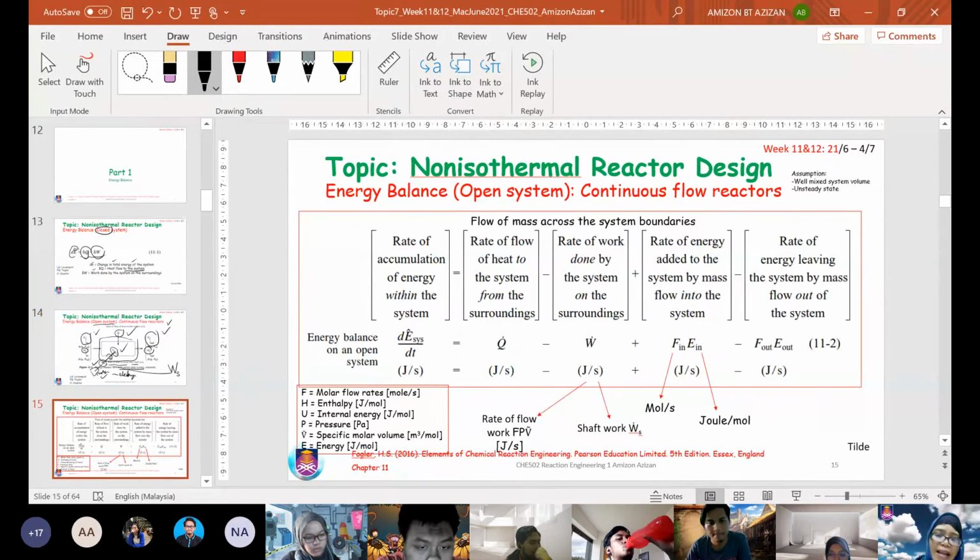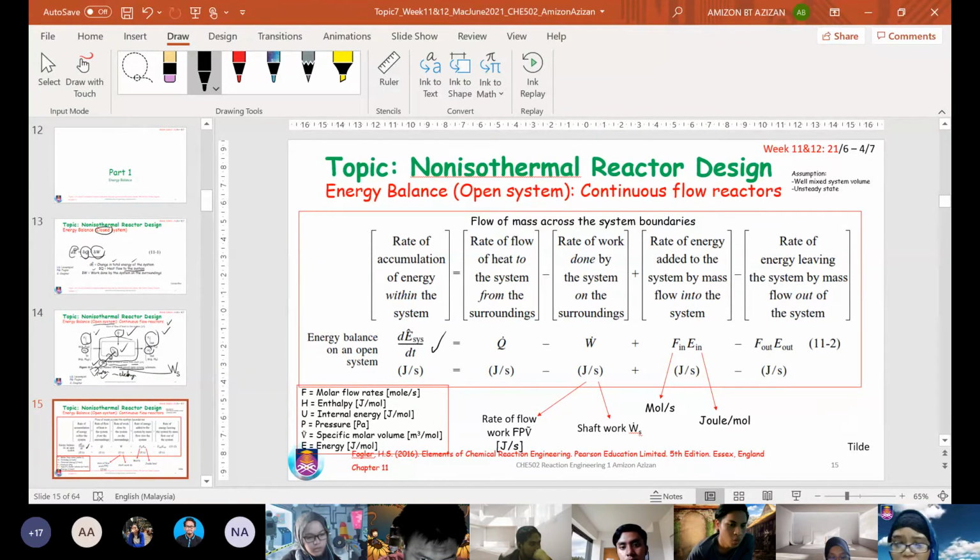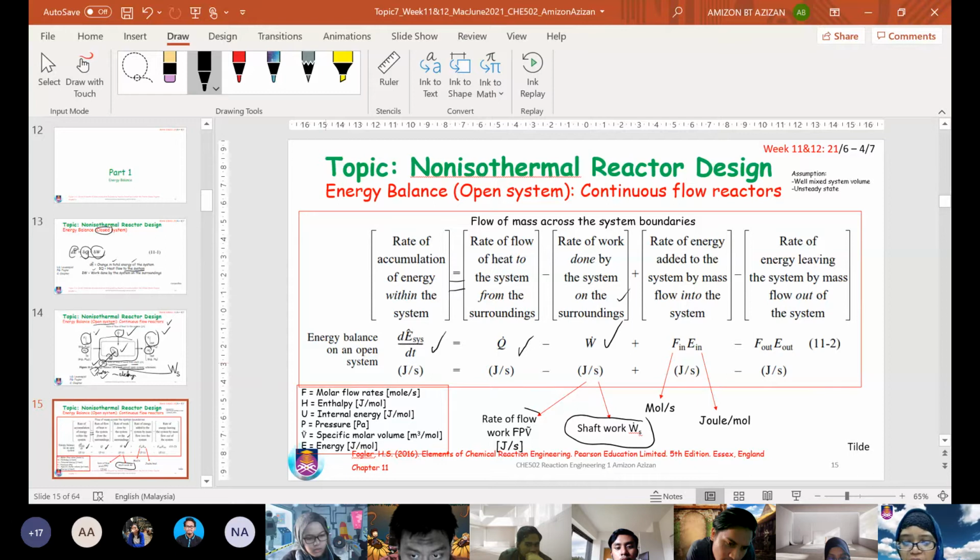The energy balance for the continuous flow reactors: simply, the rate of accumulation of energy within the system is equivalent to the rate of flow of heat to the system, which is Q dot. Then the rate of work done by the system on the surroundings, which is the work. Of course, we have two kinds of work: flow work, which is equivalent to the molar flow rate times the pressure times the volume per mole.